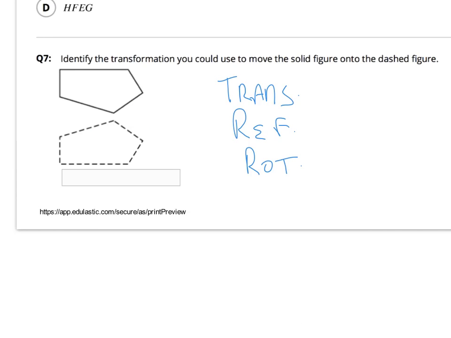Question number 7, we need to identify what kind of a transformation happened from here to here. This is the original shape right here, this solid one. The dotted one's the new one. Okay, so you need to type in, all right, which one it is. Is it a translation, reflection, or a rotation?